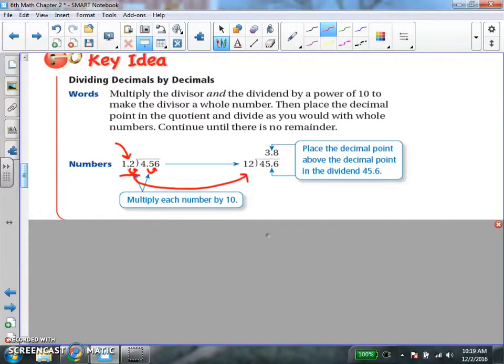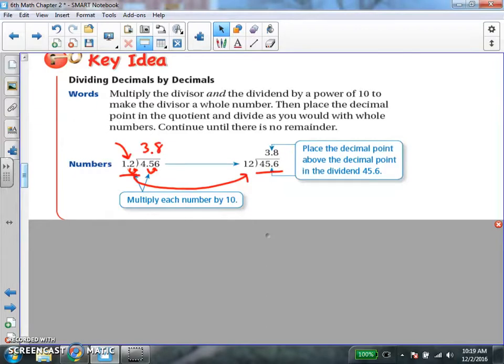So it essentially becomes 45.6 divided by 12. You will get the same answer in your calculator. If you took 45.6 divided by 12, you would get 3.8. If you took 4.56 divided by 1.2 in your calculator, try that out, you get the same exact answer. Again, please have this in your key idea. It is on the second page or the back half of your skeleton notes.